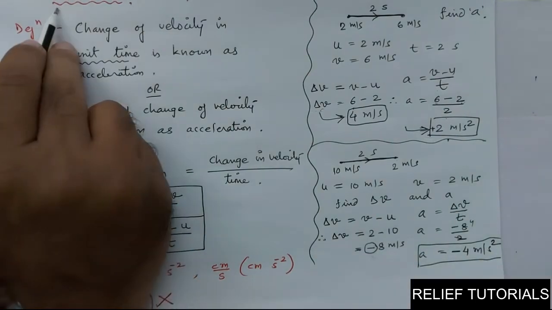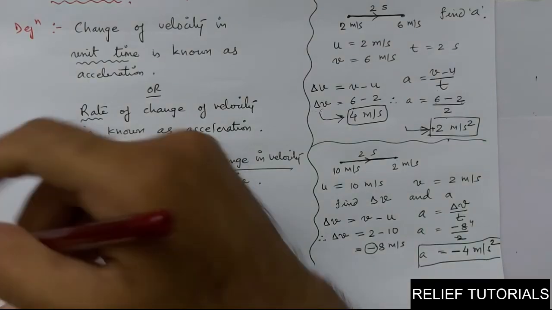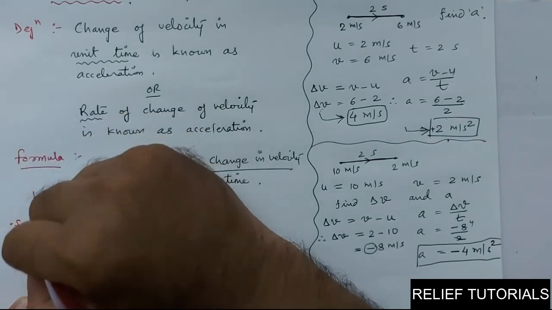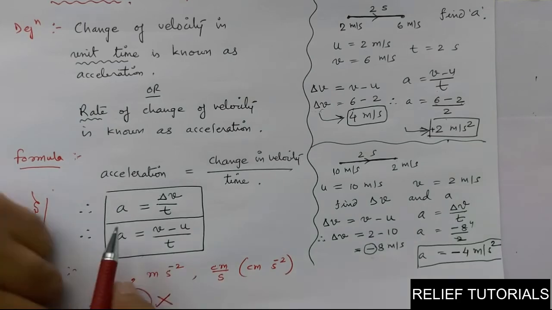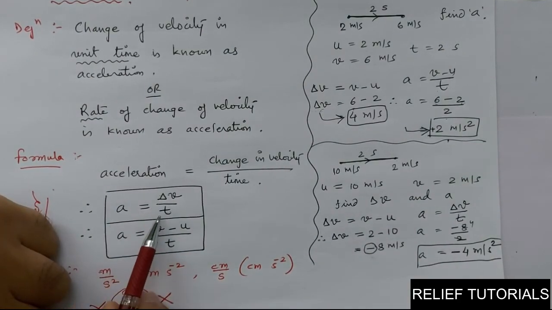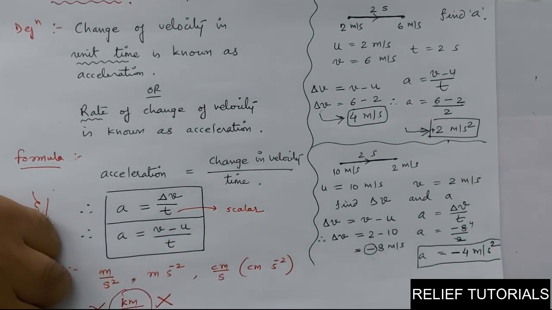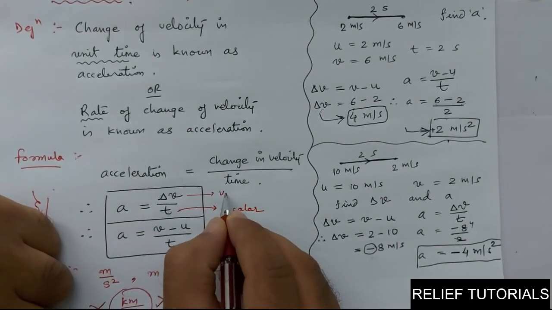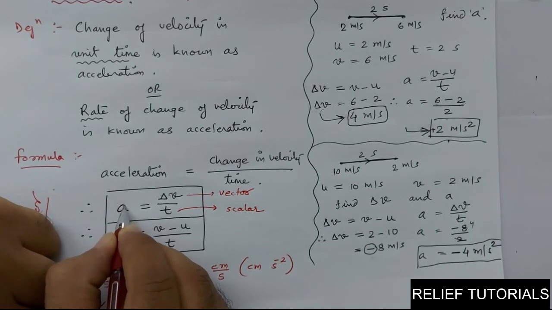So I think acceleration should be a vector quantity. It's a very important thing to remember. A, which means acceleration, is a vector quantity. It can be positive, negative and 0. And look at this formula: A is equal to delta V by T. Here T means time, and time is a scalar quantity. But change in velocity, meaning velocity, is a vector quantity. Therefore acceleration is also a vector.